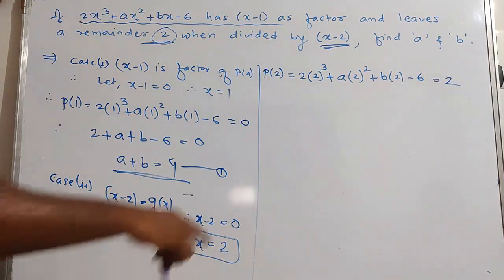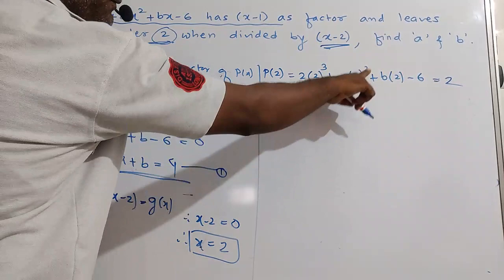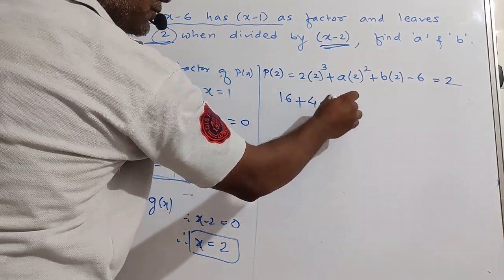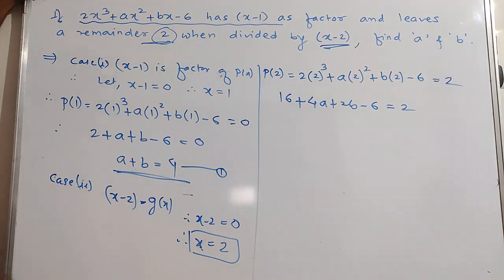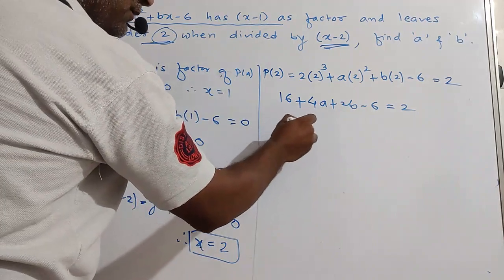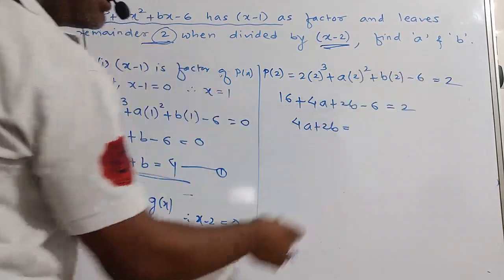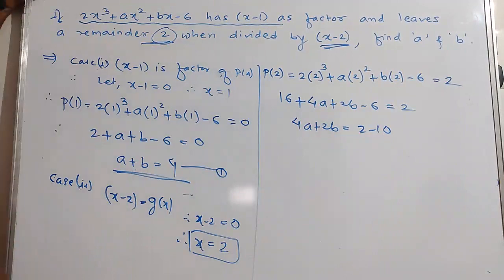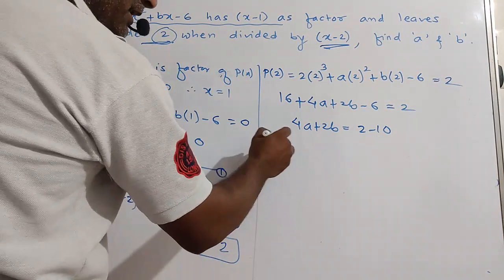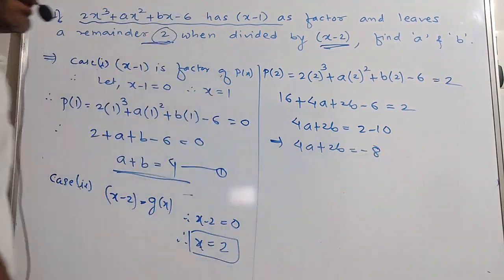Okay. 2 cube is 8, 2 times 8 is 16. So 16 + 4a + 2b − 6 is equal to 2. 16 minus 6 is 10. So 4a + 2b, this 10 will go that side, it becomes minus 10. So 2 minus 10 is minus 8. So here we will get 4a + 2b = −8.